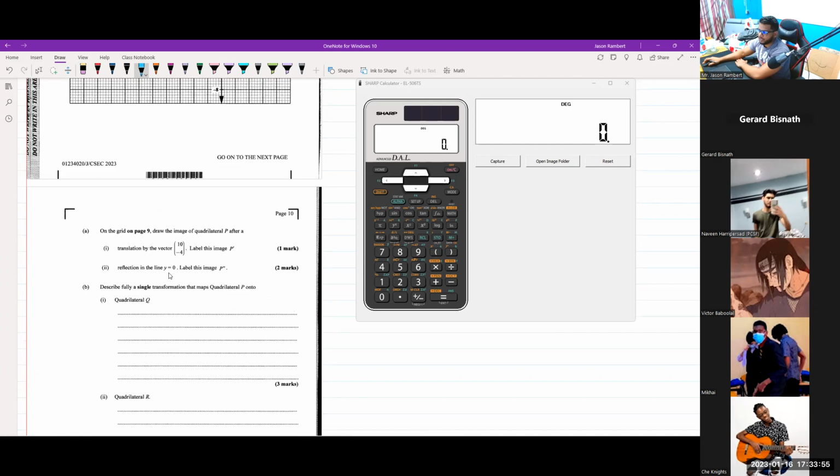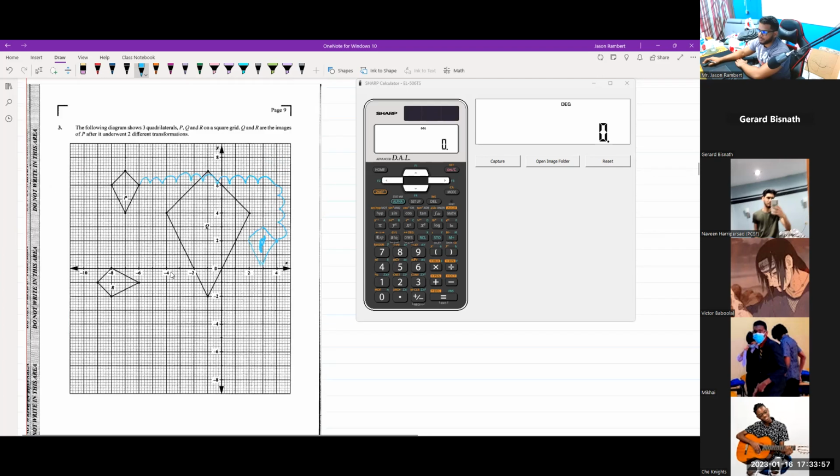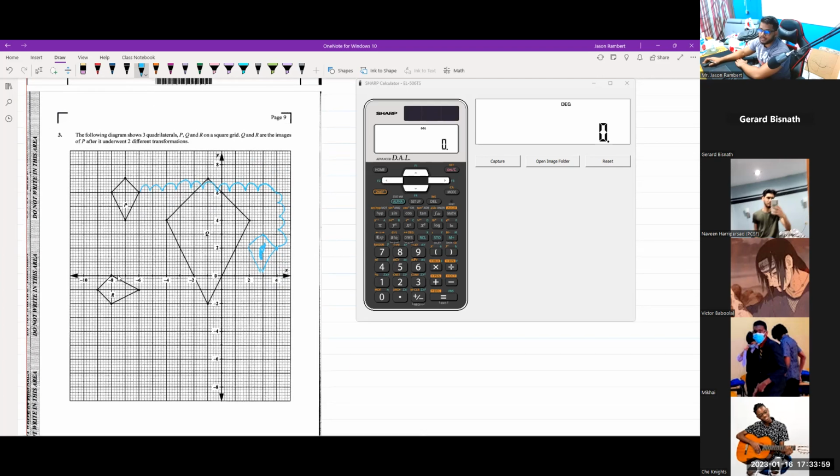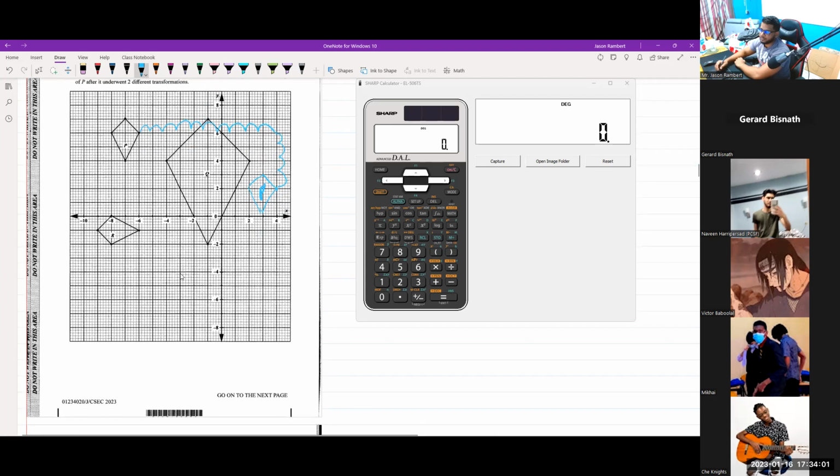And part 2, reflection in the line y equals 0, label this image P double prime. y equals 0 is the x-axis. So we were 1, 2, 3, 4 units away, so it'll be 1, 2, 3, 4 units away. This could be the bottom. The top would be 4, 5, 6, 7. 4, 5, 6, 7 at the top. Like that.